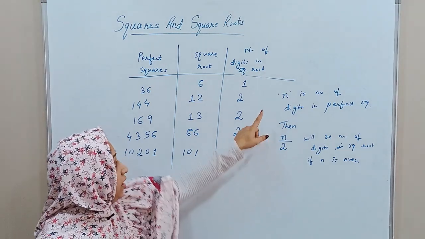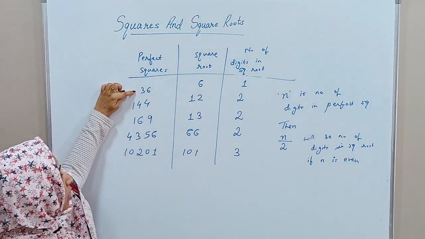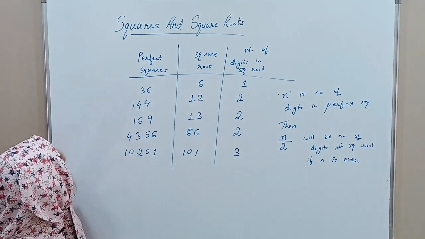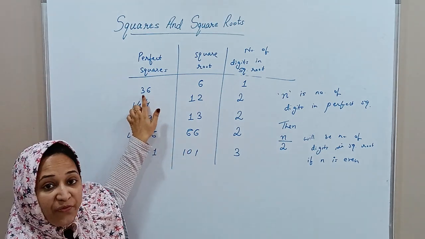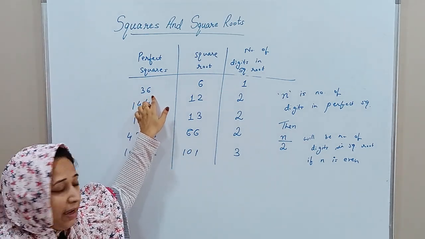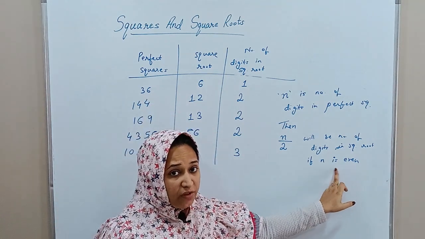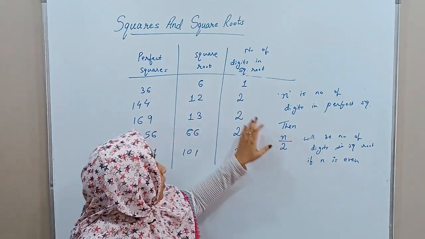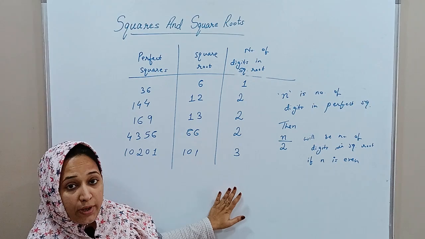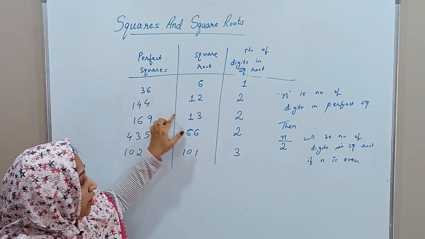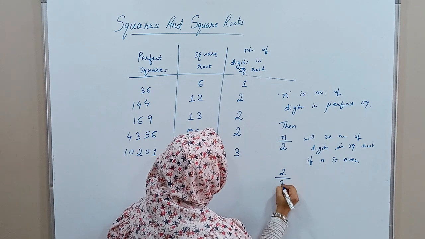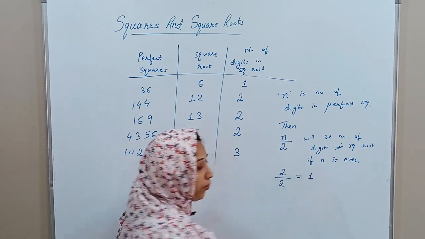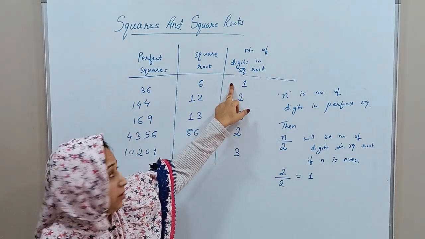Okay, now what does this say? It says that if you are considering n as the number of digits in a perfect square, suppose 36 is your perfect square, so n will be 2. We have 2 digits in 36 and it is even. If n is even, then number of digits in the square root will be n divided by 2. So here in the first case, if we say 36, 2 upon 2 will be equal to 1. So we have 1 digit.